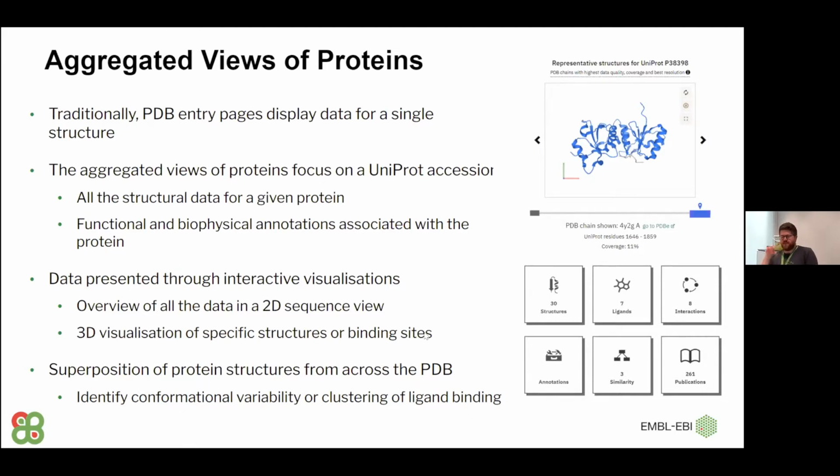So this data is presented through some interactive visualization techniques. We try and display all the available data in a sequence-related view to summarize it in a way that means you can get huge amounts of information, but summarized in one easy to digest area. But because obviously this is protein structures, we also provide 3D visualization as well. And one of the newest things for this is a superposition process that we've added, which I'll mention in a bit more detail shortly.